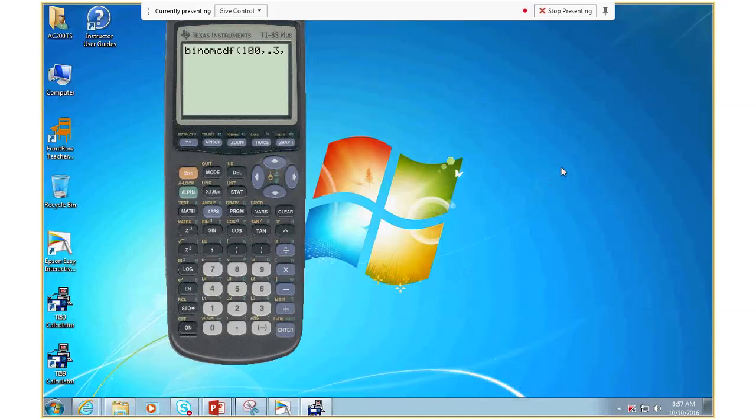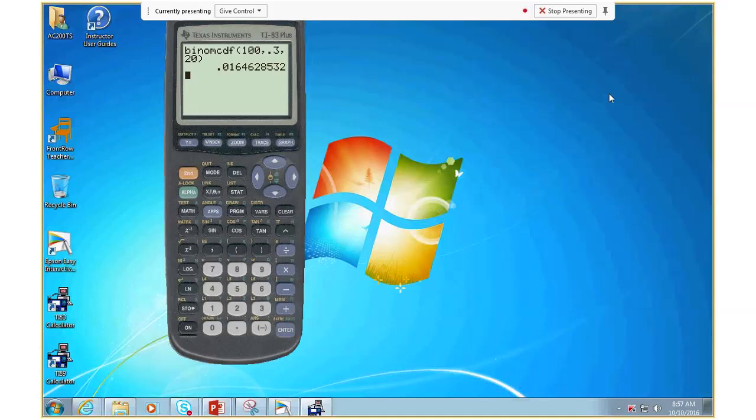And then the last I said, what, 20 times? And then close parentheses. So 100, 0.3, and 20. And that's the order you have to type it in. If you don't type it in that order, it's going to give you an error. N, P, and X. And then you hit enter. So you got a 2% chance that you're going to get heads with 20 more flips.